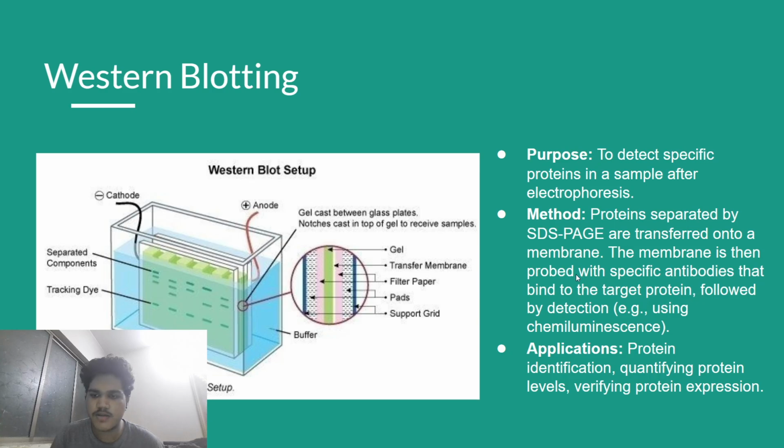This leads to the formation of a complex, and in order to detect these complexes, they are usually dyed with tracking dyes, which can be fluorescent or chemiluminescent. The applications of these could be to identify protein, quantify protein, and verify the expression of protein, by which we can identify if the disease is present or not.